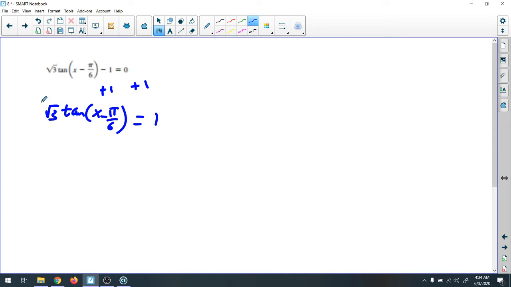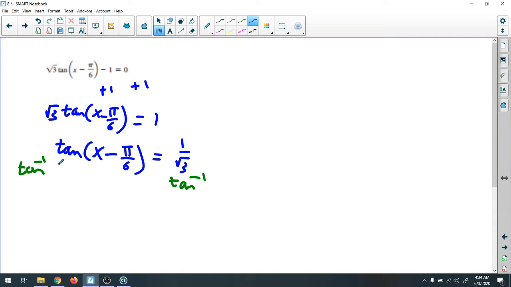Then divide both sides by square root of 3. So tangent of x minus pi over 6 equals 1 over square root of 3. There is nothing here before or after, so we can deal with that. We need to be focused on getting rid of tangent. So what we could do is bring arctangent to both sides, the inverse of tangent, on both sides here.